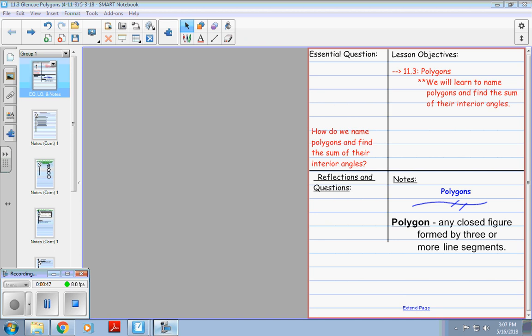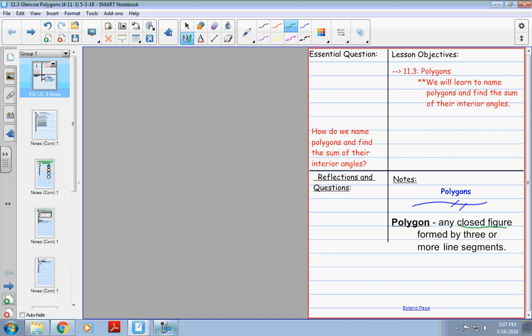It's key you understand that a polygon is any closed figure formed by three or more line segments. Remember, a line segment is just a line with no arrows on it because that ends. So we're going to see how polygons can be used in math problems. So I'm going to jump 2 slides ahead.